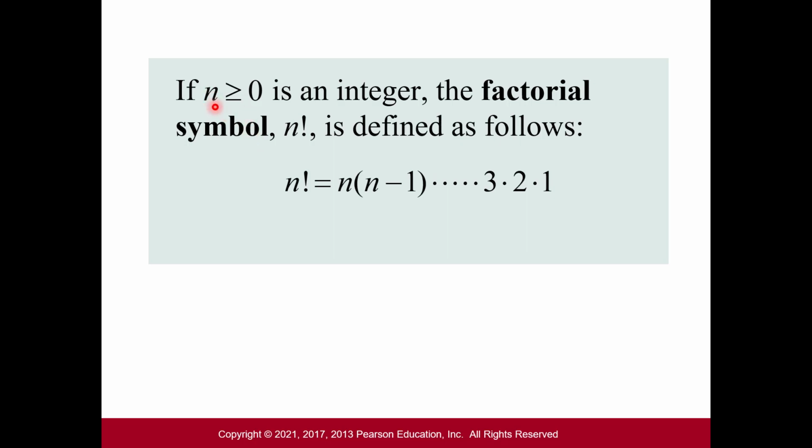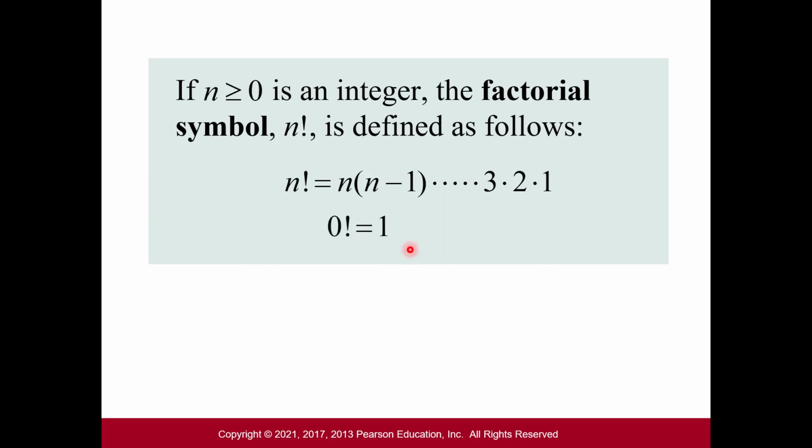So if n is positive or 0, so greater than or equal to 0, and it's an integer, that just means it's like a whole number, 1, 2, 3, and so on. The factorial symbol, when you read this n factorial, is defined as the following. So n factorial means the number n times the number less than that, n minus 1, and then you would keep going one number less all the way until you get to 1. So let's say n was 5. This would be 5 times 4 times 3 times 2 times 1. So that's what this notation means when you see factorial. That's how you compute it. So it's an actual operation that you're going to do on a number.